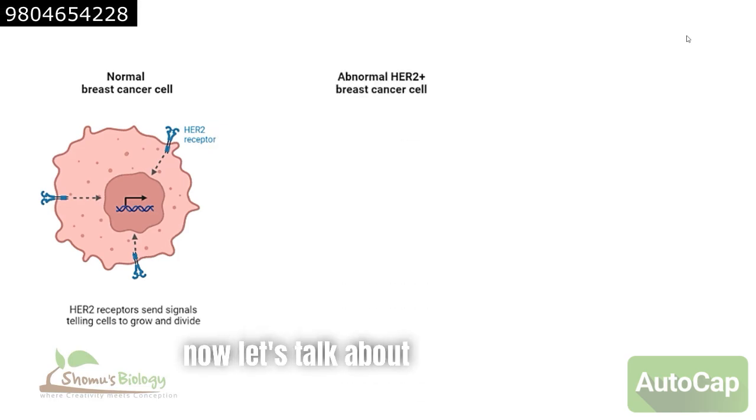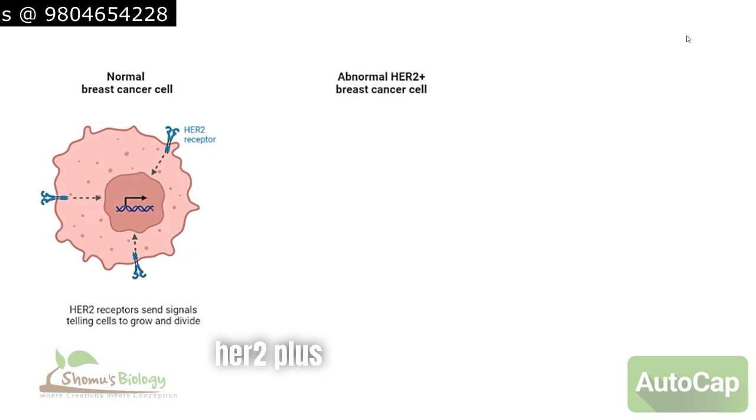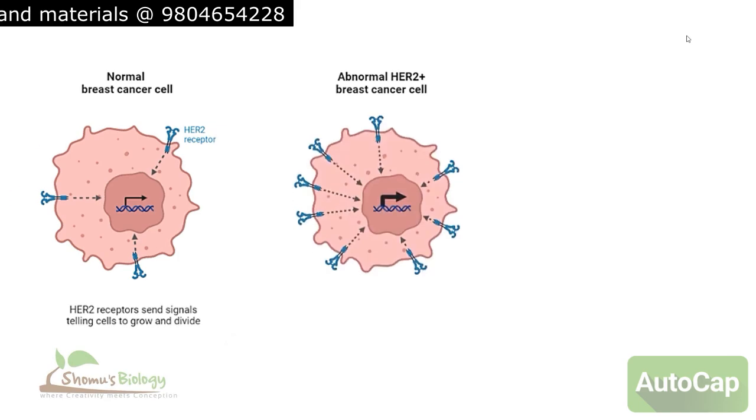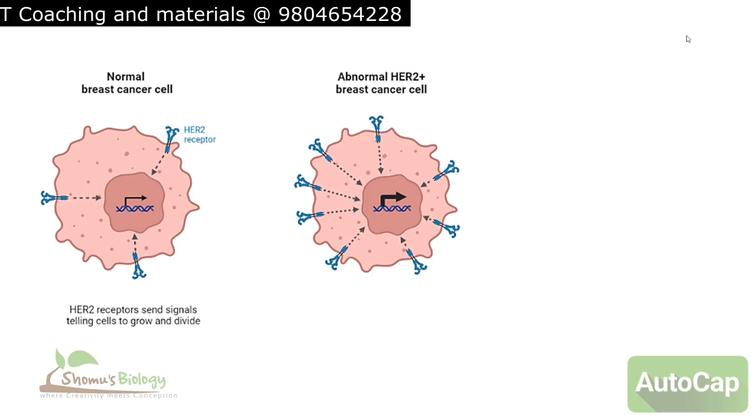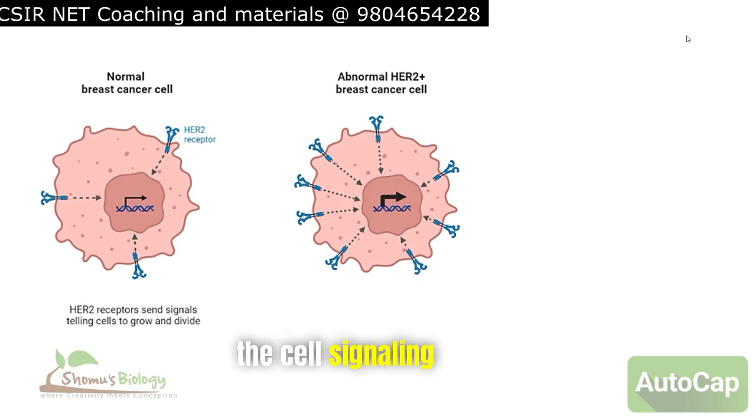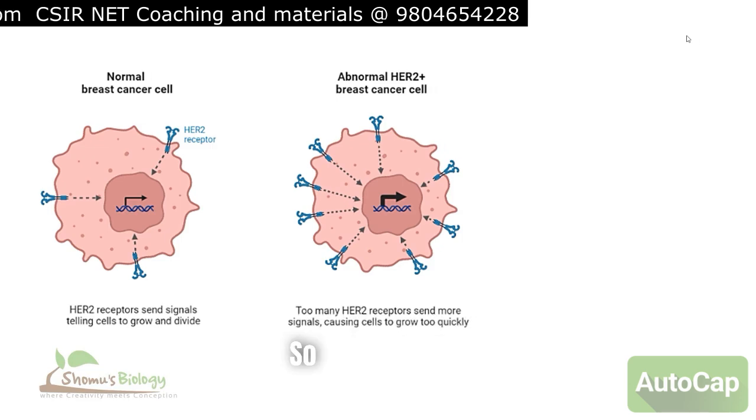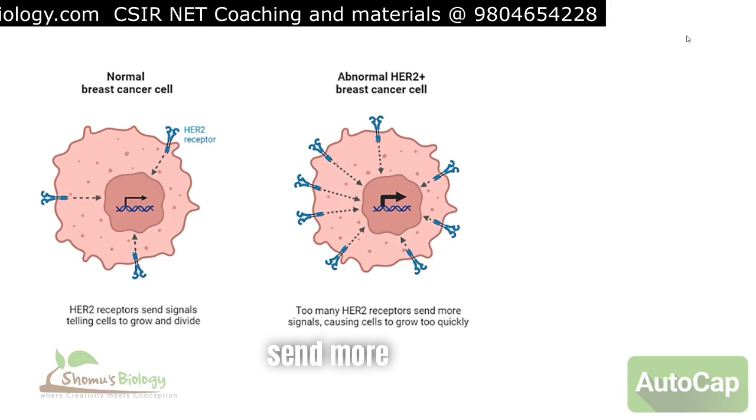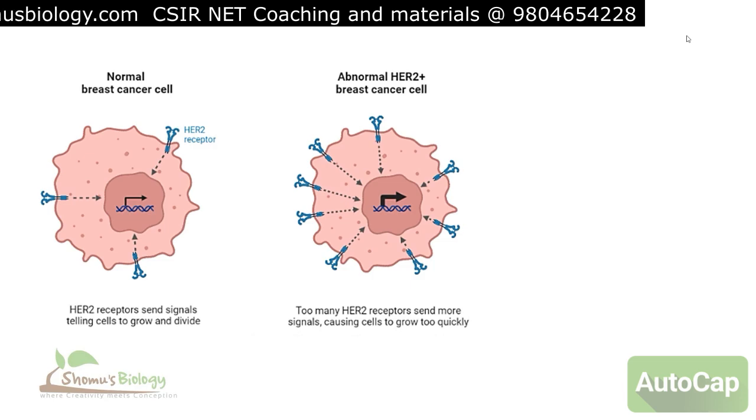Now let's talk about the abnormal HER2 positive breast cancer cell. So the cell is now cancerous. In the cancerous cell, we'll see plenty of HER2 receptors, more than the normal amount of HER2 receptors a cell can handle. There are multiple HER2 receptors, and due to the increased number of HER2 receptors, the cell signaling for growth and proliferation increases. So in this case, too many HER2 receptors send more signals, causing cells to grow too quickly.